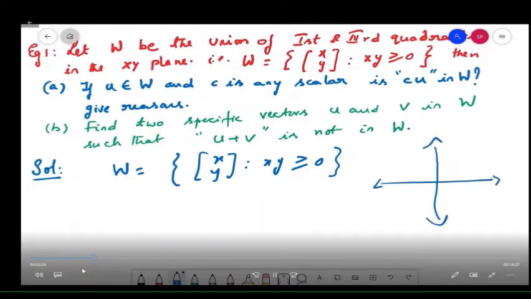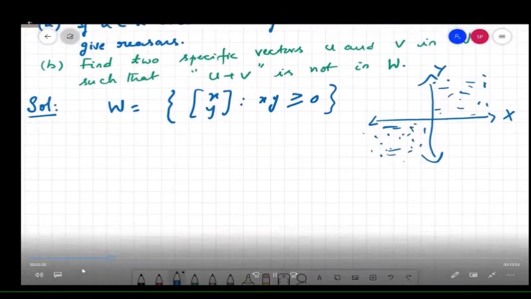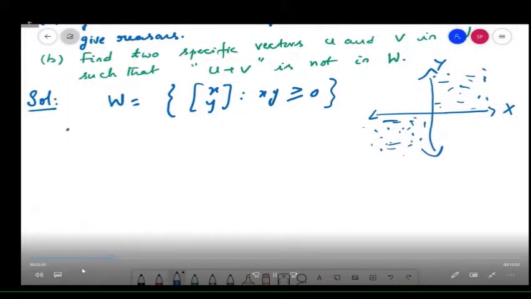So let us take the xy plane. What will be the vectors in the first quadrant? Here I am just shading the first quadrant, and the third quadrant is this one. In the first quadrant we all know that both x and y are positive, and in the third quadrant both x and y are negative. Here you also have the positive x-axis, negative x-axis, positive y-axis and negative y-axis. All these are the possibilities for x and y. So now let us see how we go through this problem.